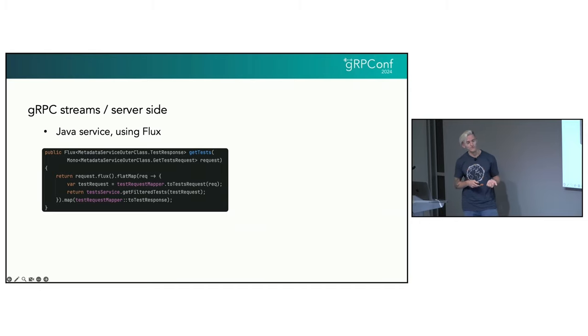And here we have a server-side example with a Java service as an example. And in this example, we use Project Reactor's Flux to handle and stream the real-time data. So as you can see, the request parameter has the Flux method, which allows us to easily process and stream the data. This allows us to handle real-time data reactively, ensuring performant and scalable processing on the server side.